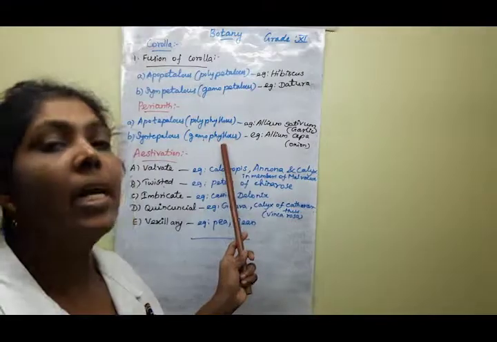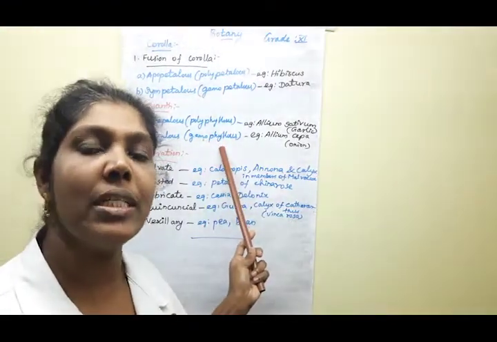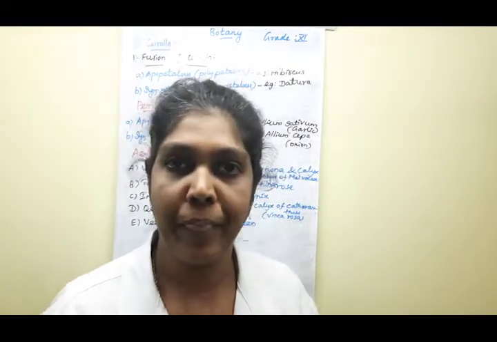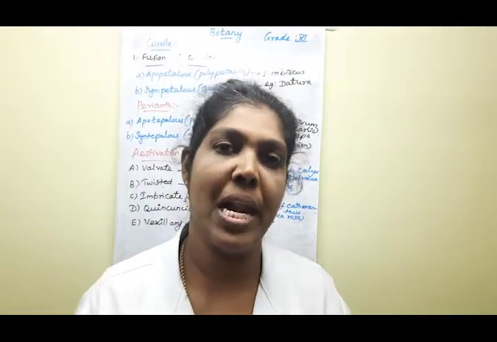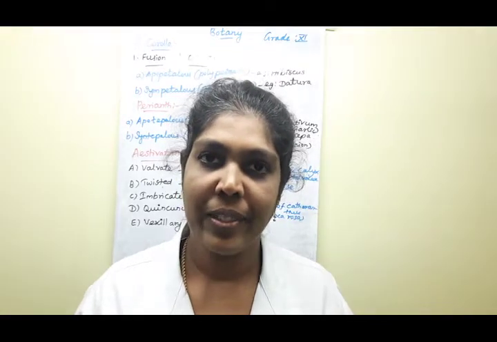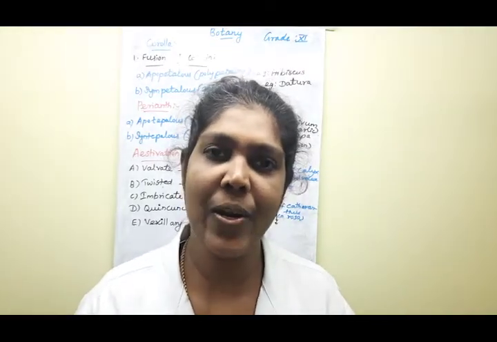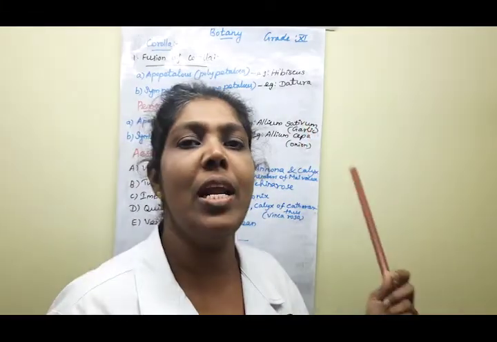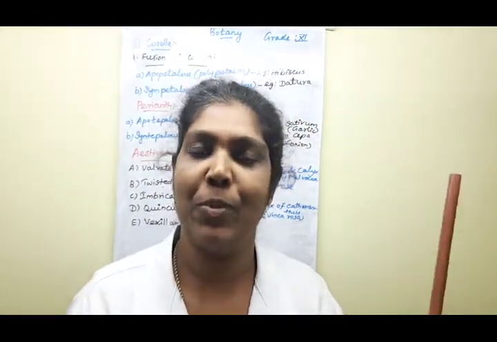Next one, syntepalous, another term for which is gamophyllous. A good example is Allium cepa. Onion's binomial name is Allium cepa. Understood, ma'am? Will you be able to follow? Say yes or no? Yes. So here you learn about two specimens we commonly use in our houses, isn't it?